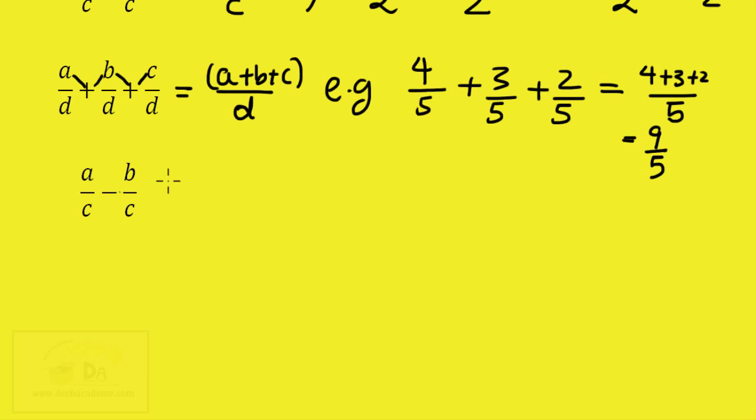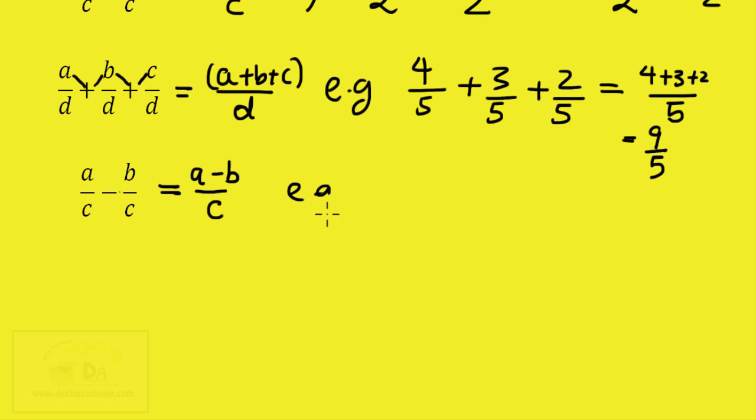Here's another example. We have two fractions with the same denominator, so we automatically know that regardless of whatever the operation is, the denominator of the resulting fraction is the same. It's going to be c. The numerator of the resulting fraction is given by a minus b, and that's it. So the addition and subtraction of fractions which share a common denominator is an easy process.